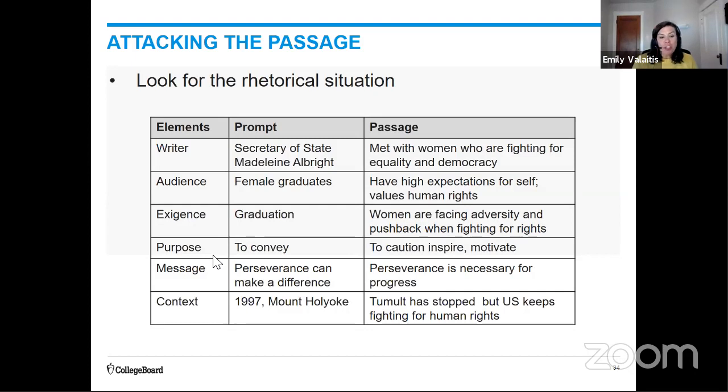Before, the purpose was just to convey, and the prompts will always have kind of like a generic purpose, but when you start to study the piece a little bit more, you see there's a little bit of caution of like, hey, be aware, you might face some challenges, that ultimately she's there to inspire and to motivate them. And so you might recognize that tonal shift a little bit in the piece too. The context, we don't get a ton, we do get a little bit more, specifically when it comes to the other women around the world.